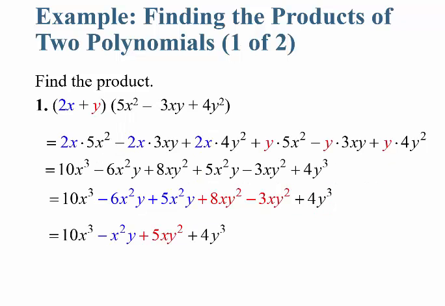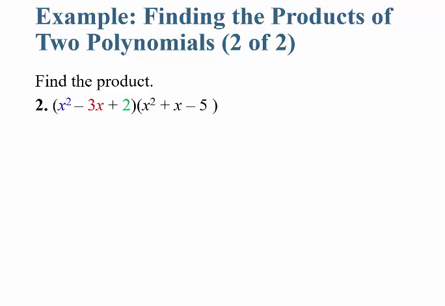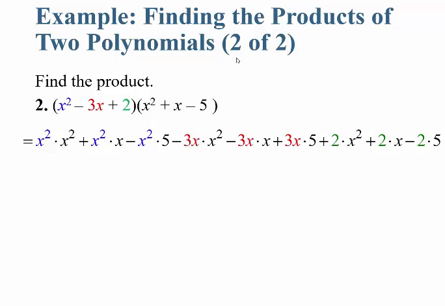All right, let's do another one. Let's do a crazy one. Let's do a trinomial times a trinomial. So again, take the first term, multiply it by everything. And take the second term, multiply it by everything. And take the third term and multiply it by everything. So I do this and I have this crazy expression here.